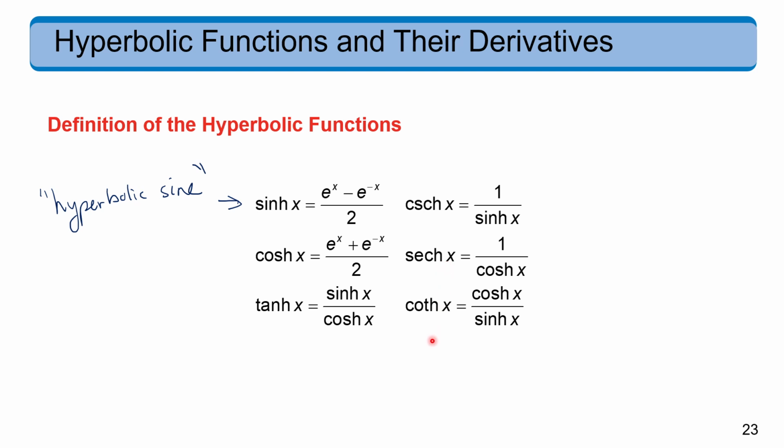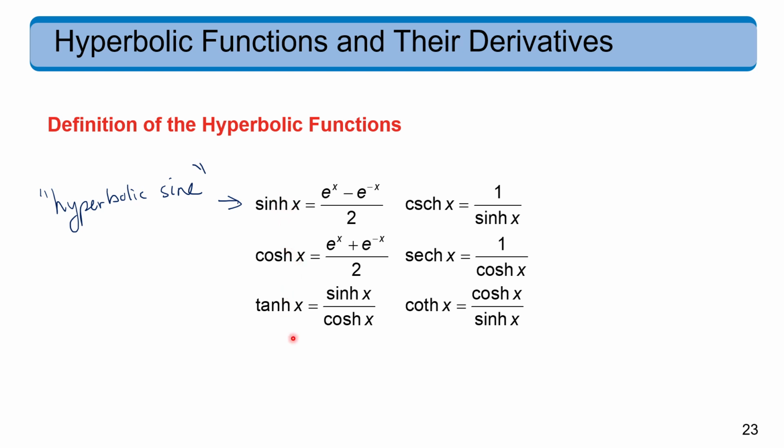Now let's look at the definitions. Notice the formula for hyperbolic sine. Just like we said on the previous slide, it's a particular combination of e to the x and e to the negative x. So it's e to the x minus e to the negative x, and then the whole thing is divided by 2. Now the formula for hyperbolic cosine is almost the same except it's a plus instead of a minus. Now all the others are defined in terms of hyperbolic sine and cosine.